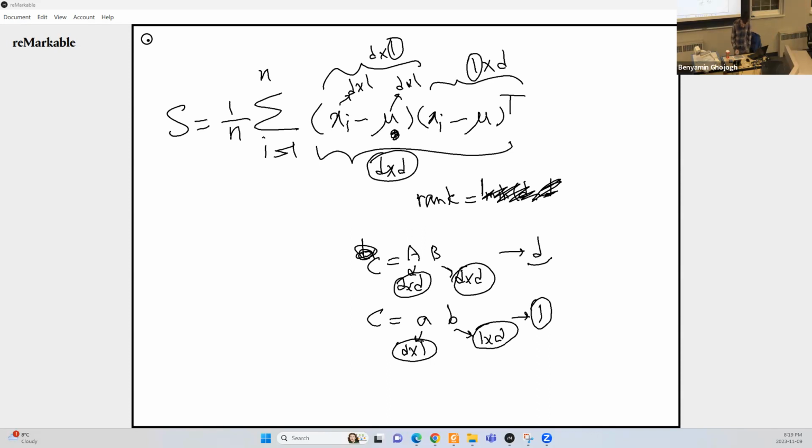So I have a summation over n terms of rank 1 matrices. What does it mean? Rank 1 plus rank 1 plus rank 1, n times. So the summation becomes rank n. Agreed? So the rank of the covariance matrix is n, right? No. The rank of the covariance matrix is not n. It's n minus 1. Can you tell me why?